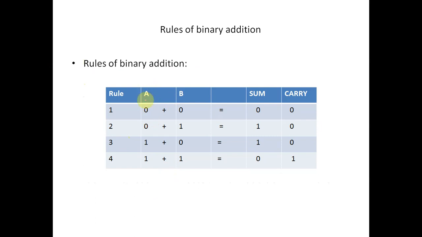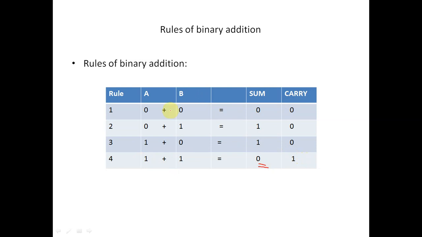The first rule: 0 plus 0, the sum is 0 and carry is 0. 0 plus 1, sum 1, carry 0. The third rule is 1 plus 0: sum is 1 and carry is 0. And the fourth one is 1 plus 1. Here the sum is 0. Remember it, sum 0 with carry 1.